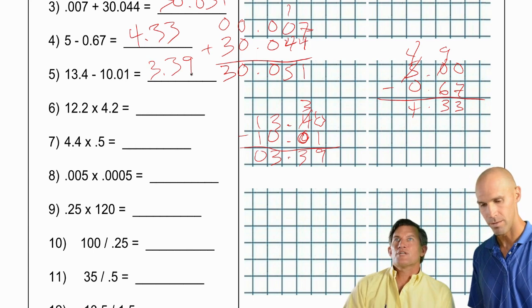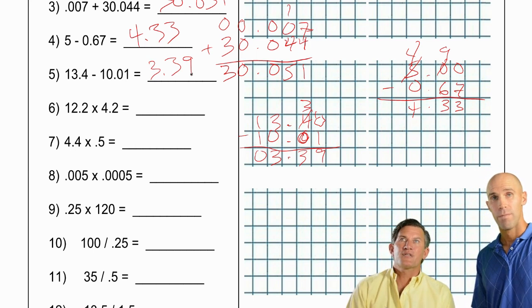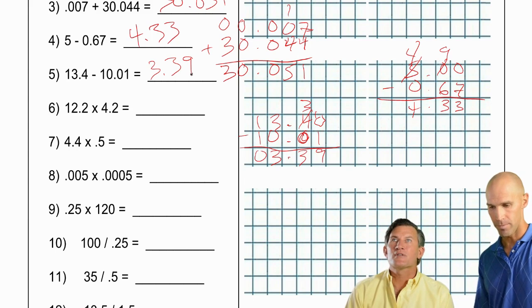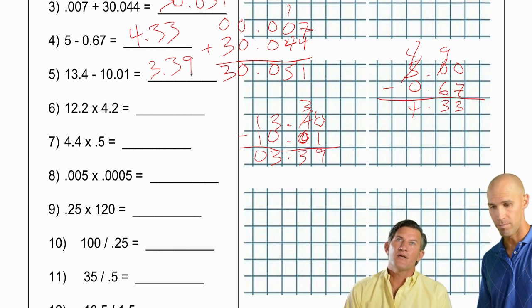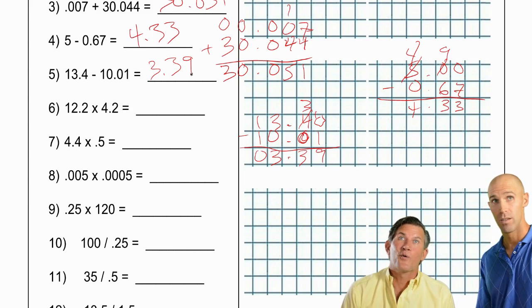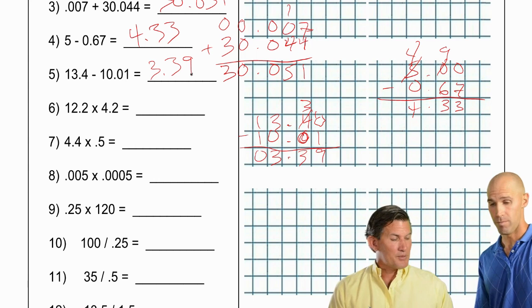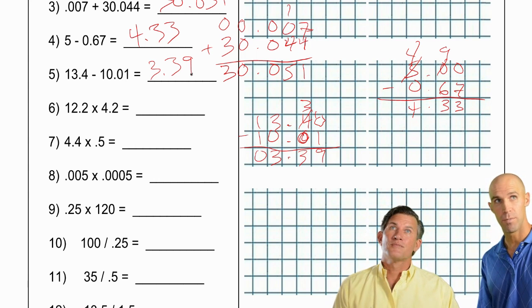3.39. The other thing is you should just be using common sense estimation. 13 minus 10 is 3. So 13 and change minus 10 and change is 3 and change. It makes sense. If you ended up with 30 or 33.9, then you did not line up them soldiers, okay? You put 2 dots and you multiplied them. I don't know what you did.